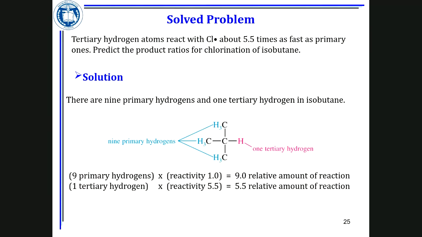A tertiary hydrogen is 5.5 times faster than a primary. Also, that's even more than the secondary compared to the primary. It is a lot more reactive.